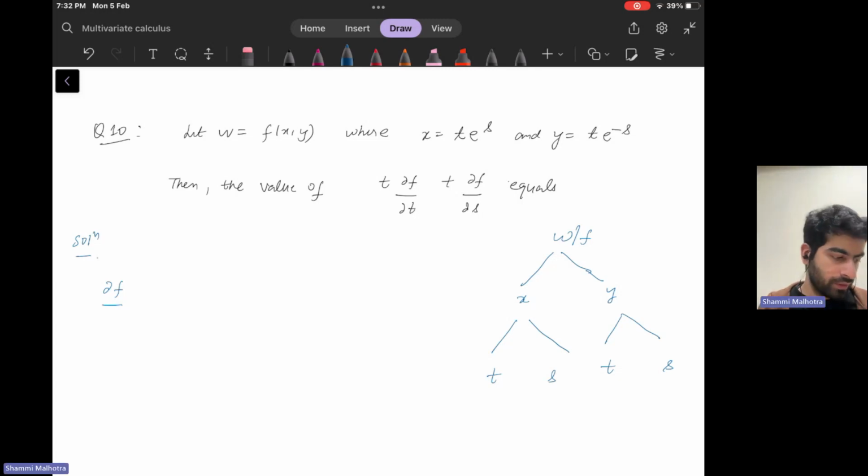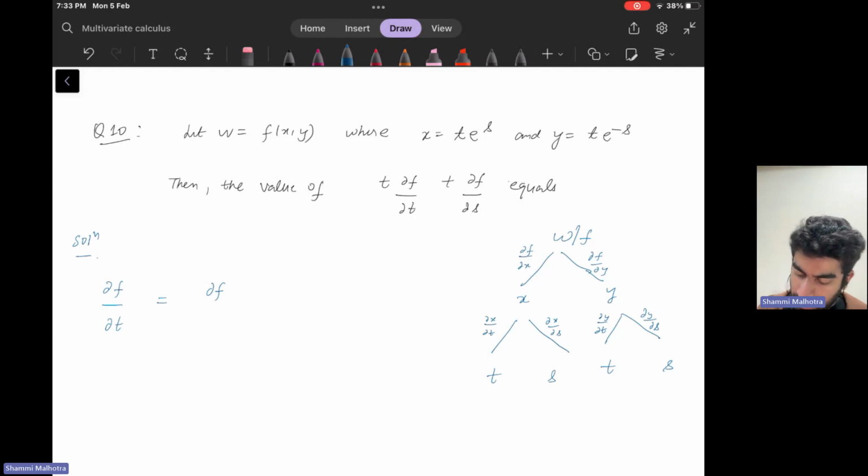So if I have to calculate the value of del f by del t, let us go back to what it is. This will be del f by del x, from this branch, and this branch del f by del y. And further this will give me del x by del t and del x by del s. And likewise this will give me del y by del t and del y by del s.